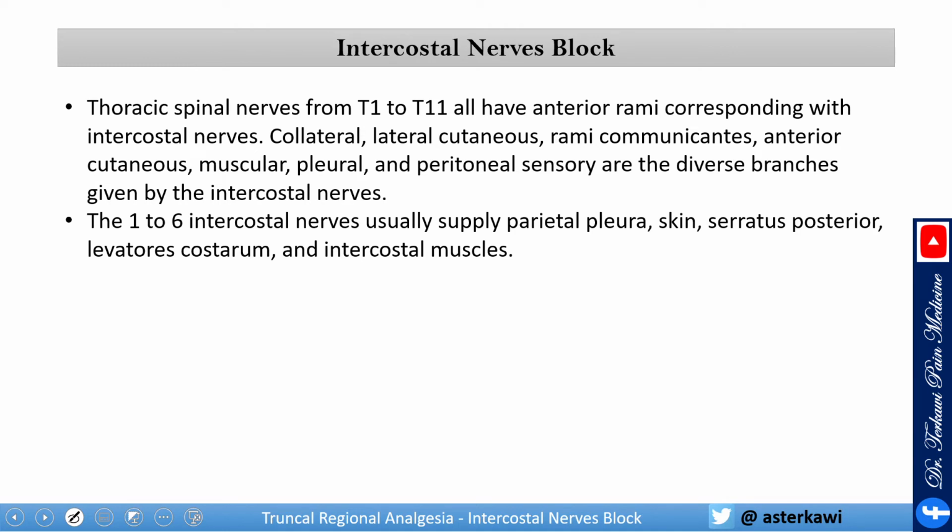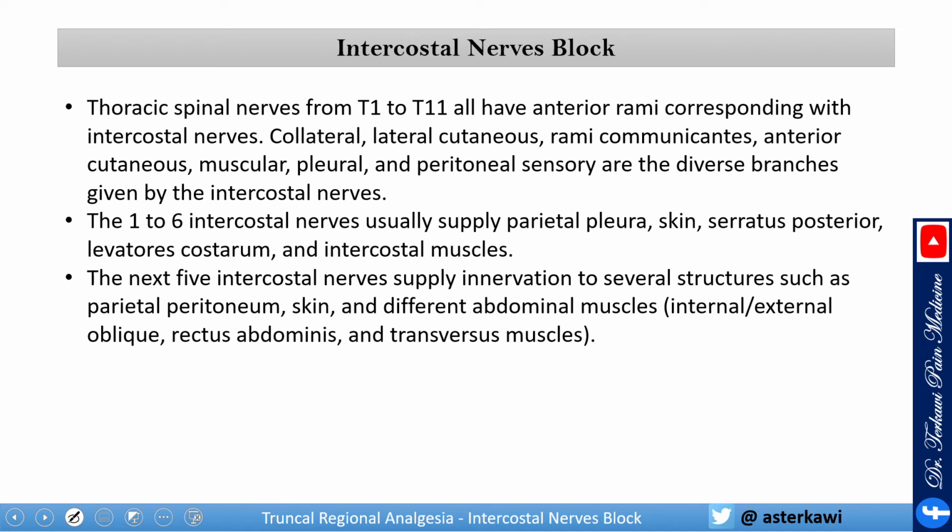Usually the upper 6 intercostal nerves supply the parietal pleura, skin, serratus posterior, levator costarum, and intercostal muscle. The lower 5 intercostal nerves usually supply structures in the abdomen, mostly abdominal wall muscle, and peritoneum.